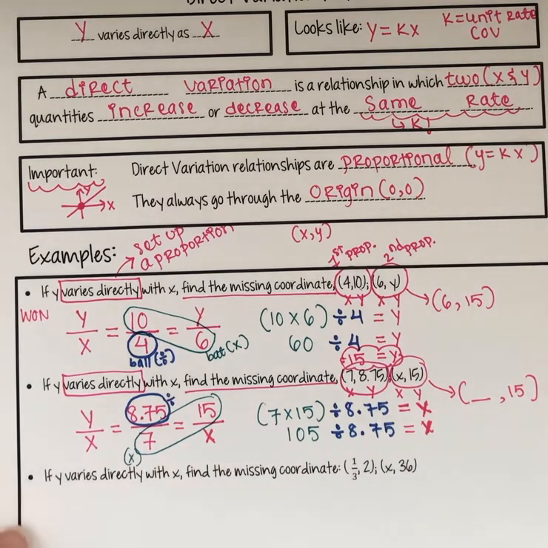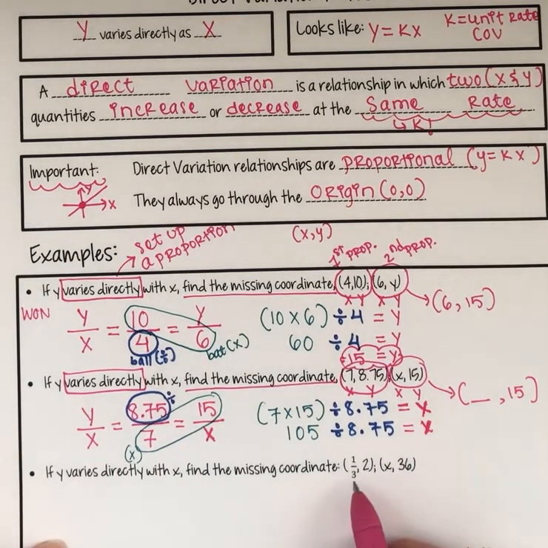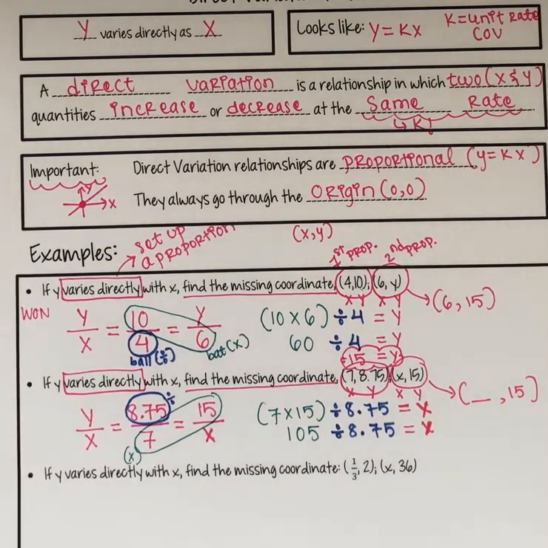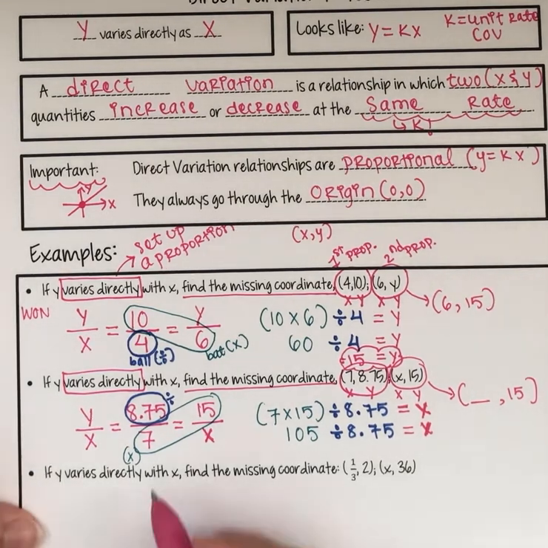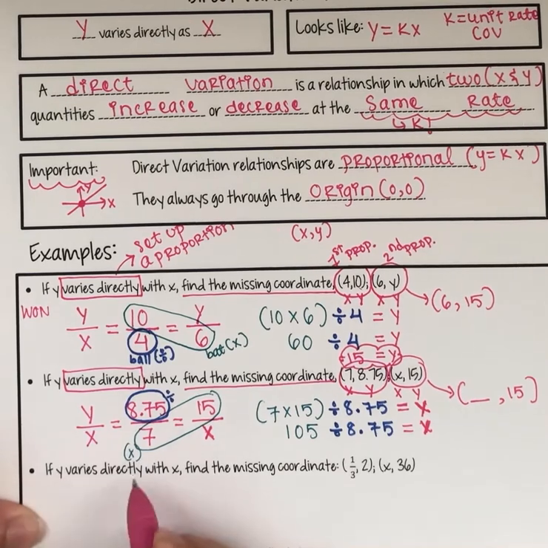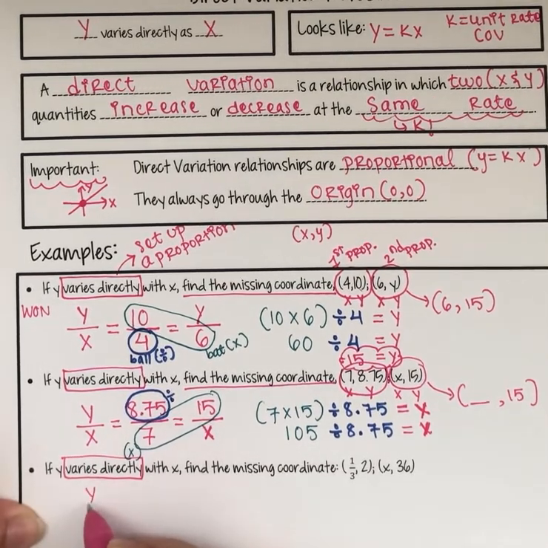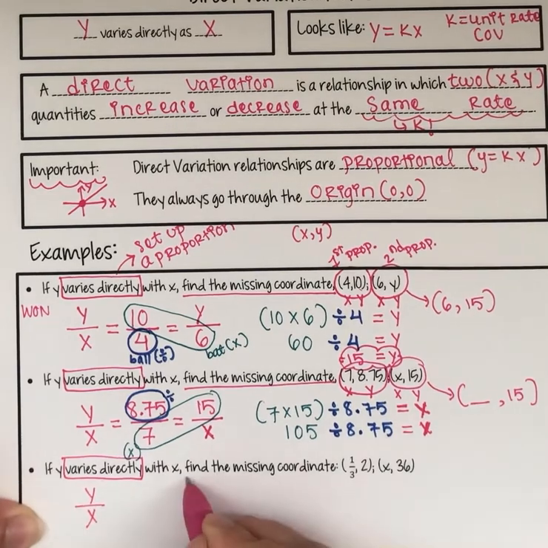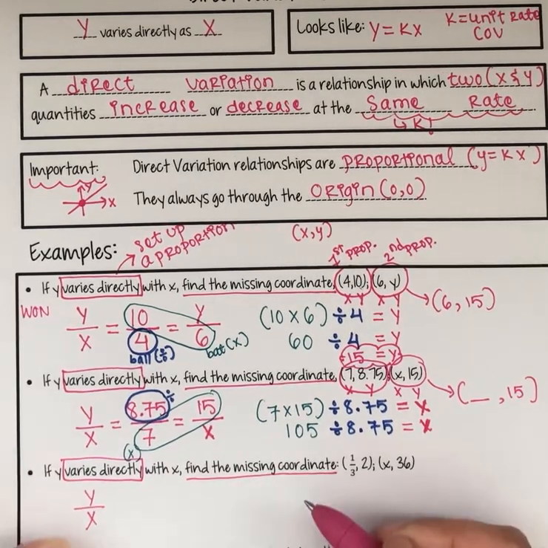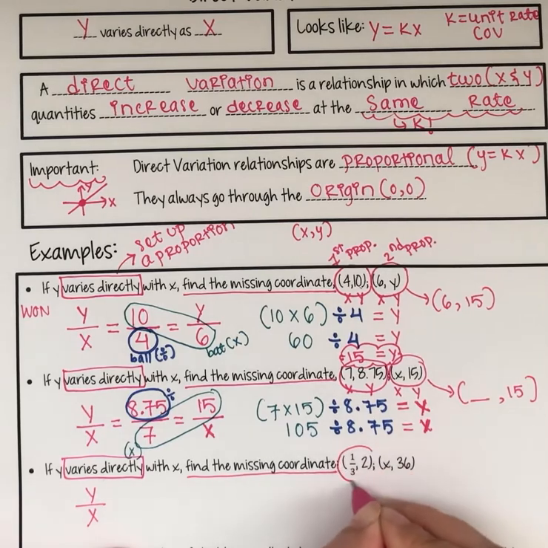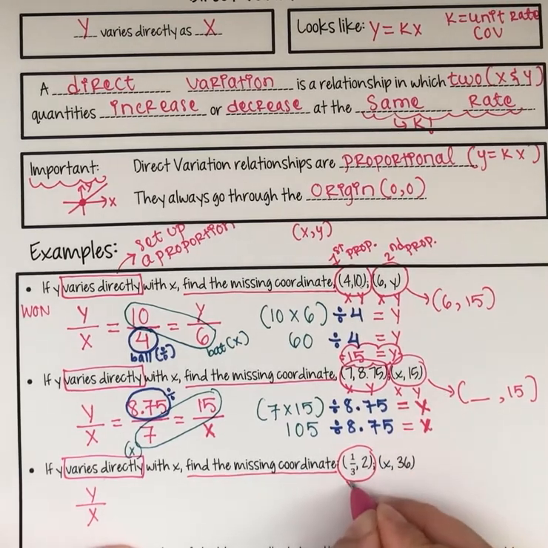So this third example has a fraction. So some of you might be freaking out, but don't freak out. It's the same process, just like how we did with the other ones. We know that if y varies directly with x, we just have to set up that proportion. And then we're finding the missing coordinate again. I'm underlining that. And then we have our first proportion coordinates. So x is 1/3 and y is 2.